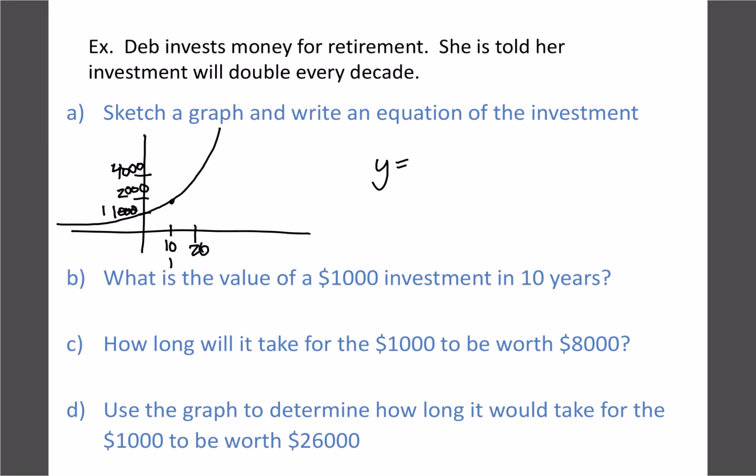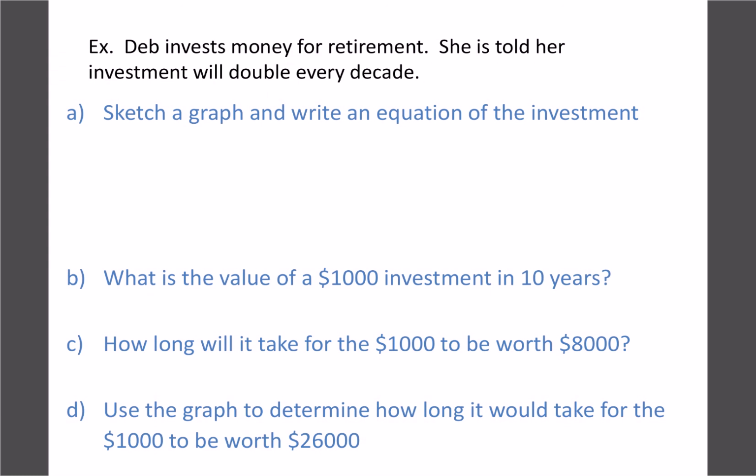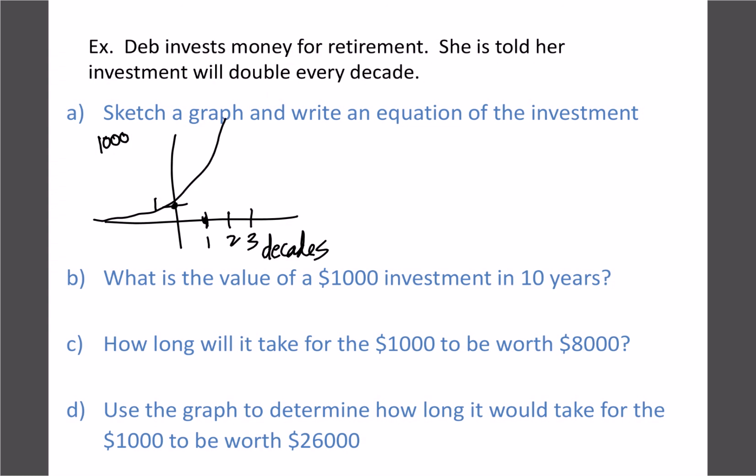Let me clear all this, and let's redraw our diagram now. So our y is in thousands, and our x is in decades. So at time 0 we have 1,000, and 10 years, 20 years, 30 years, and so on. So our graph is increasing. So we know that in 1 decade we're going to double, we'll be at 2,000, and so on. So our equation should be y equals 2 to the x.